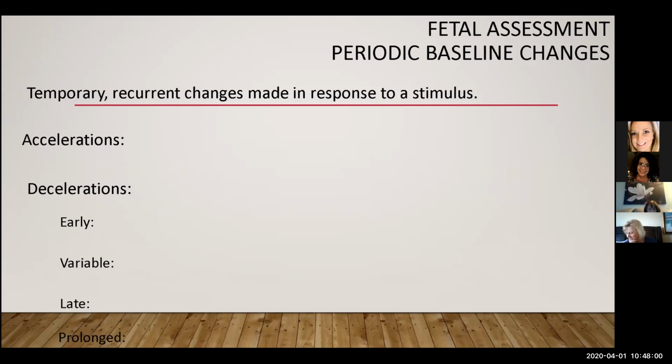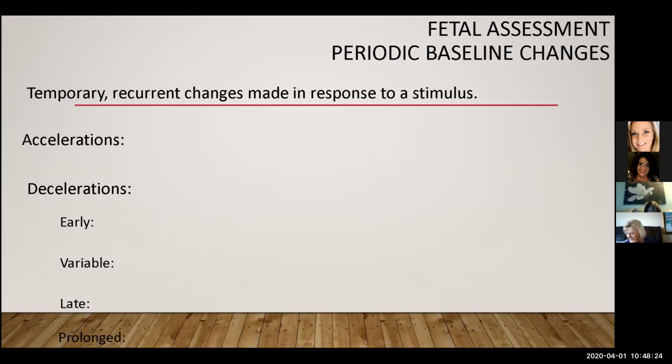Interventions for variable decelerations include the same as the other interventions. So we're going to change maternal lateral position. We're going to provide oxygen 8 to 10 liters via mask. We're going to increase her IV fluids and provide an IV bolus. We're going to notify the MD, and we're going to prepare for a C-section.